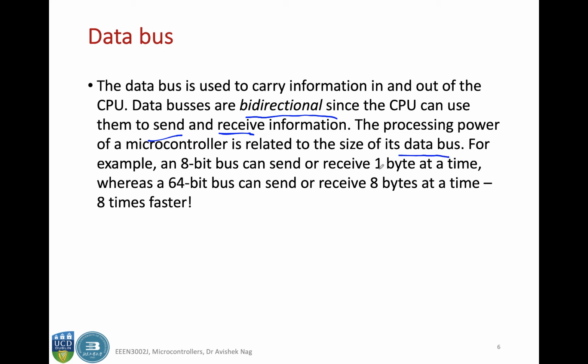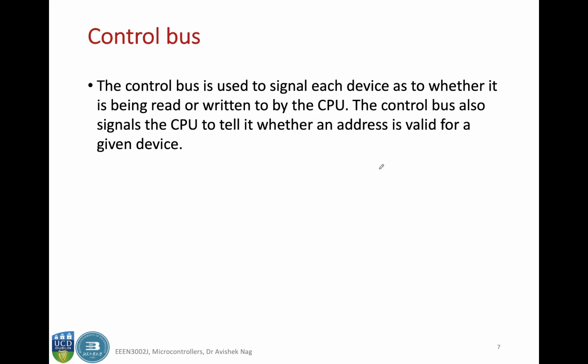For example, an 8-bit bus can send or receive 1 byte at a time, whereas a 64-bit bus can send or receive 8 bytes at a time, so 8 times faster. So depending on the size of the data bus, you can determine the speed by which the microcontroller can operate. There are other factors that determine the speed as well, but this is one of the main things.